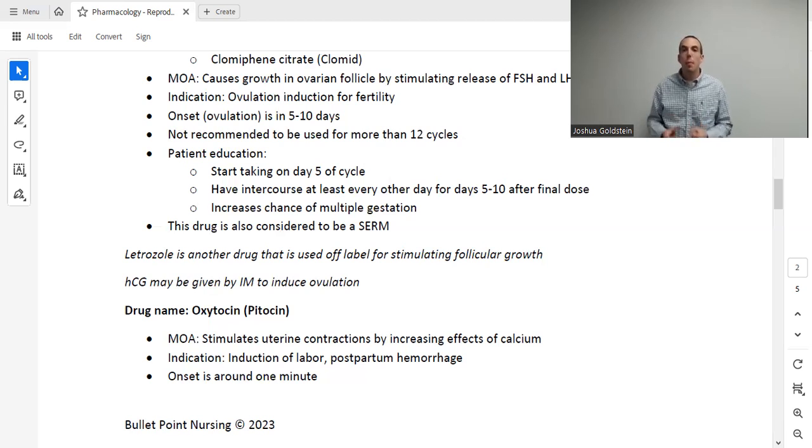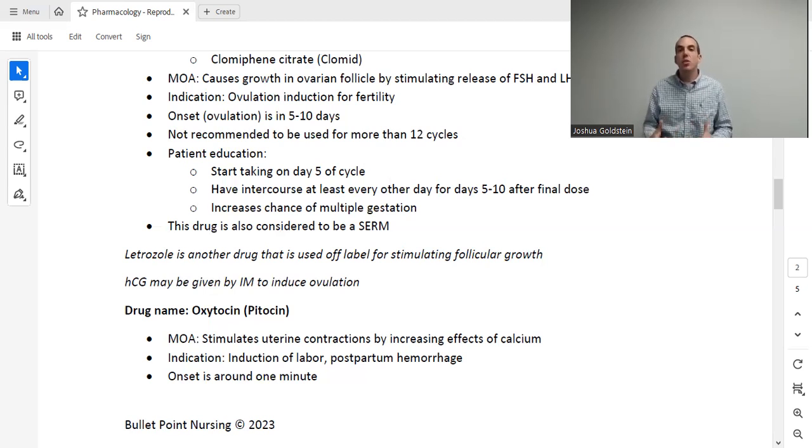You remember from biochemistry and 100 other places so far in your education that calcium is heavily responsible for muscle contractions, and this stimulates uterine contractions by increasing the effects of calcium. What do we use this for? We use this to induce labor, and we use it after labor to control bleeding.